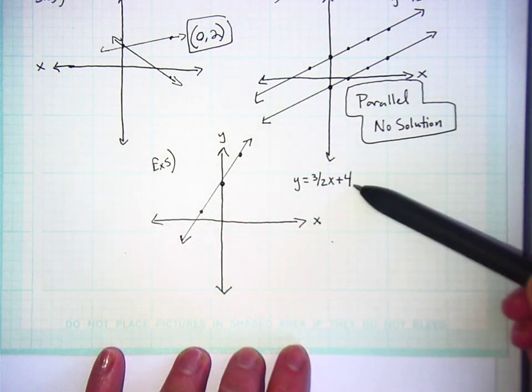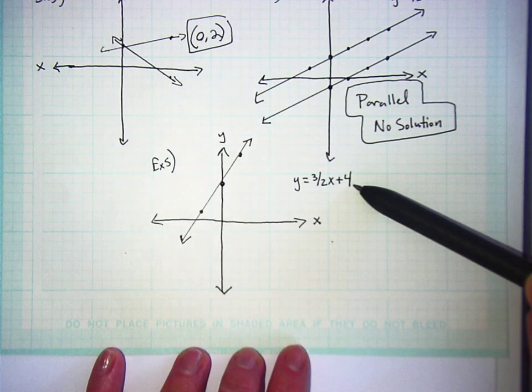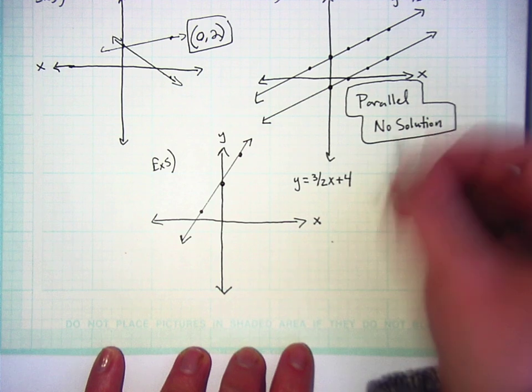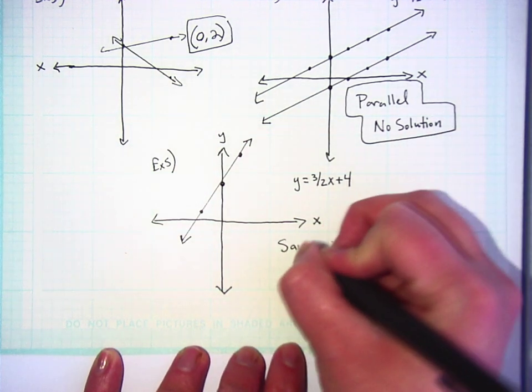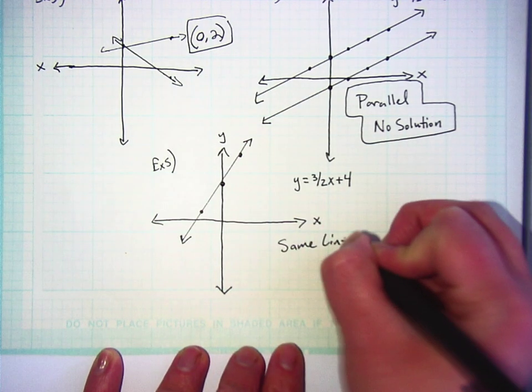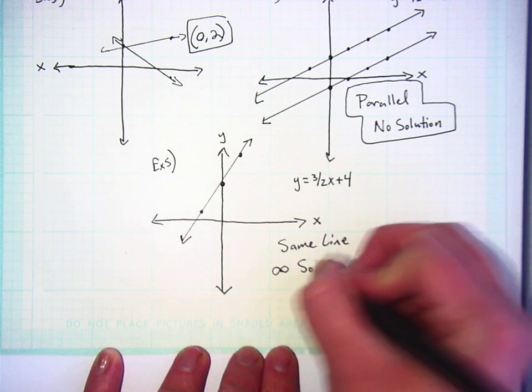Okay, so here's this line, and we all agree that there are two lines laying right on top of each other. So then instead of writing parallel, you're going to write same line, infinite solutions.